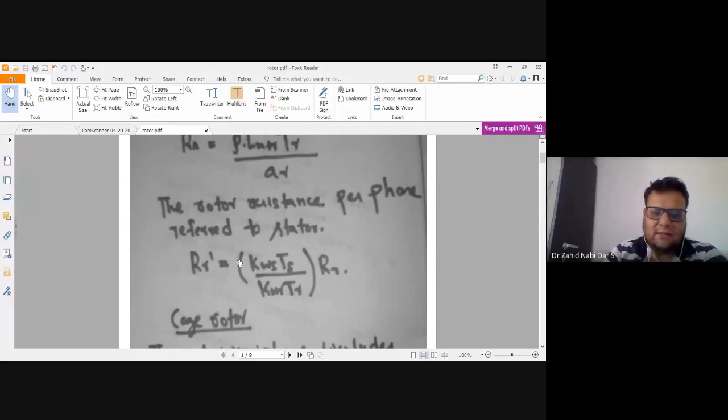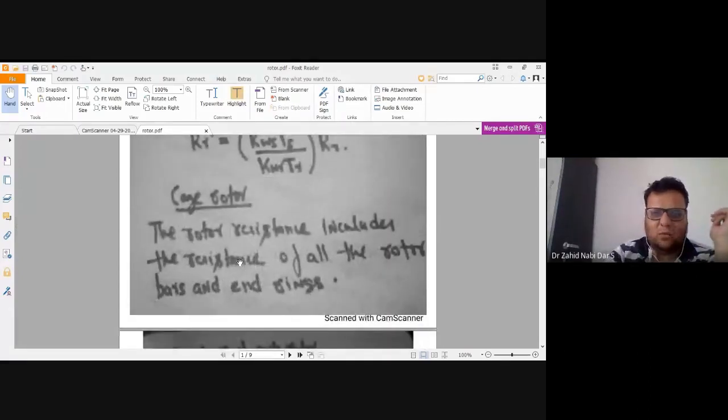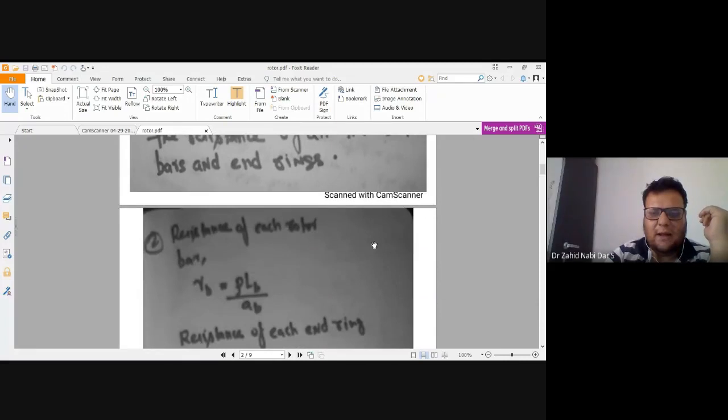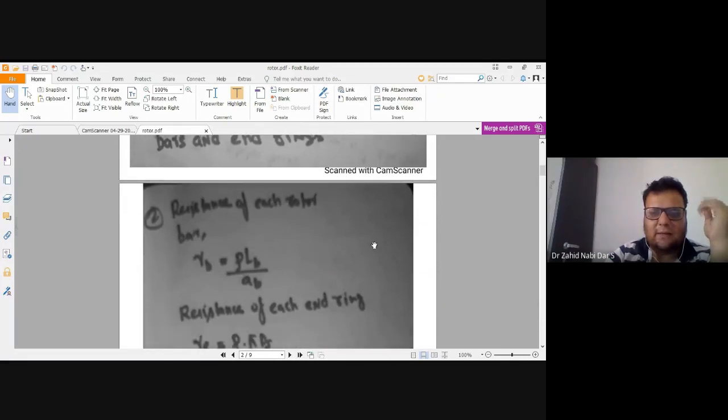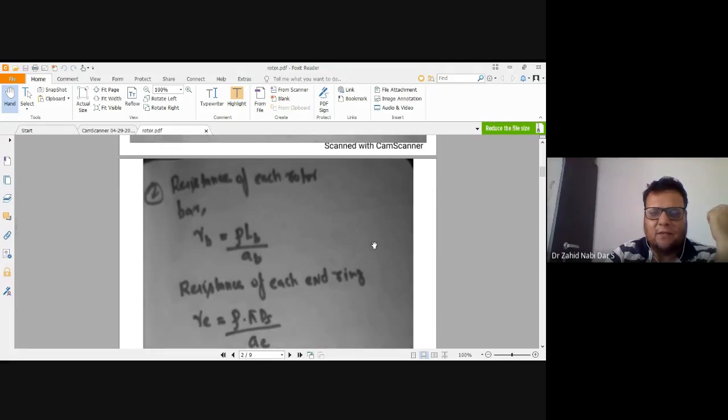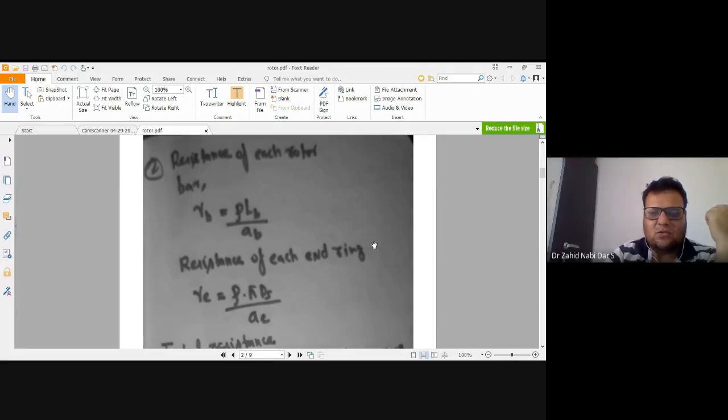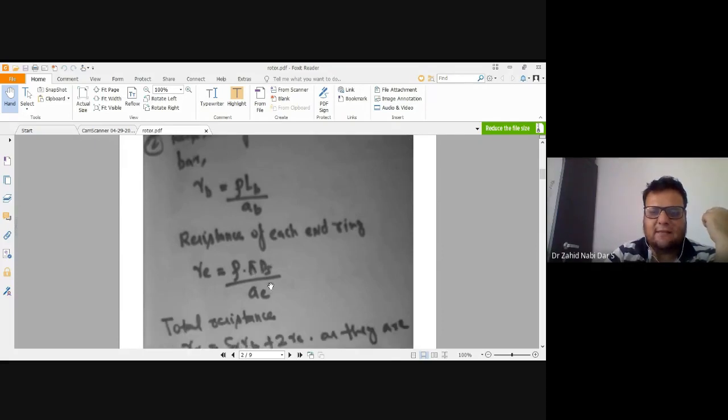Now in the cage rotor induction motor, the rotor resistance includes what? It includes the resistance of all the rotor bars and end rings. The resistance of each rotor bar is simply given by rho L_B by A_B. And the resistance of each end ring, which has a circular cross section, has a length of 2 pi r or pi D_S. This is the circumference.